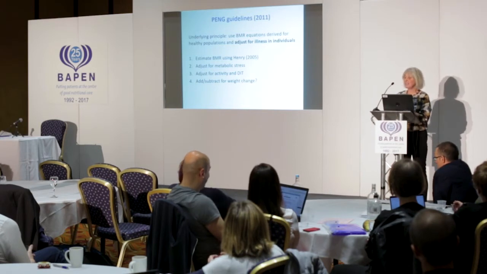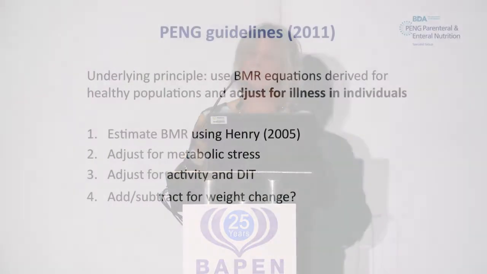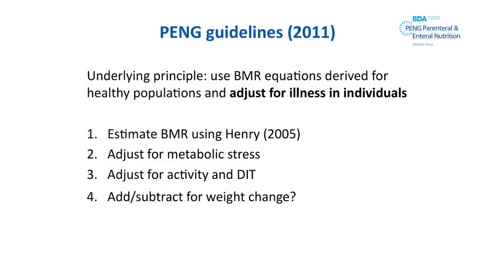And I did what I did at that time because I was a relatively inexperienced dietitian, and I looked at the literature and I wrote a review and I thought, great, here it is. A few years later, Claire Soulsby joined me, and together we updated it for the next edition in 2000 and whenever it was, 1997, I can't remember which way. And we did the same thing, but we added new sections as Vera has already told us. But the underlying principle of what we did in 2011 and what we've done all the way along is we've used basal metabolic rate equations derived for healthy populations. And we've asked dietitians to adjust them for the illness of an individual.